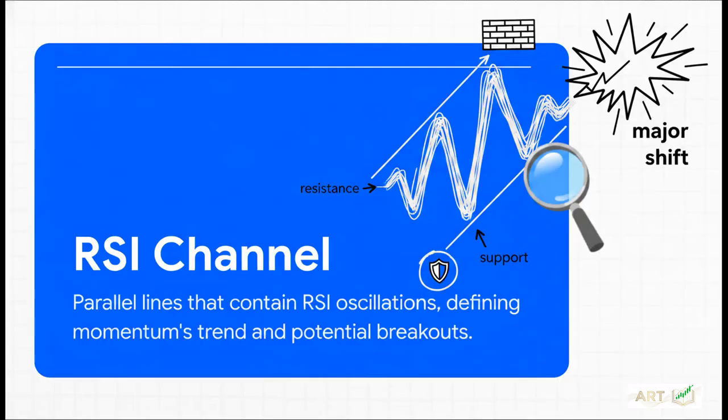So what this RSI channel gives us is this incredibly powerful visual framework. It kind of puts the indicator's movement in a box, showing us the prevailing direction of momentum. When it touches the bottom line, that can be support. When it touches the top, that can be resistance. And if it breaks out of that channel, that's a huge signal that a major shift is underway.